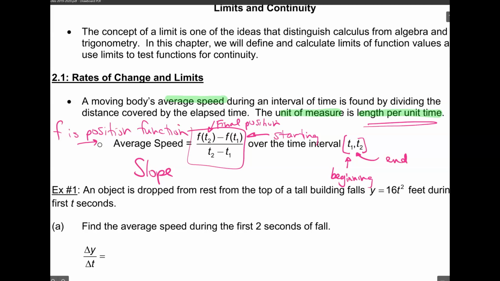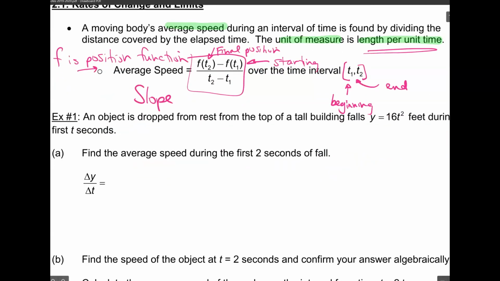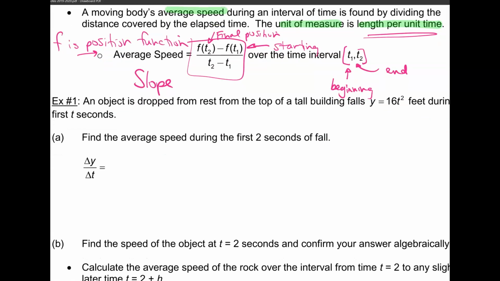All right, so let's go through an example, jog the old neurons. Example 1: an object is dropped from rest. Wait, pause. What does rest mean? Not moving. So if we're dropped from rest, that means we're not moving at the beginning. From the top of a building, it falls at y equals 16t squared. So this is your position function.